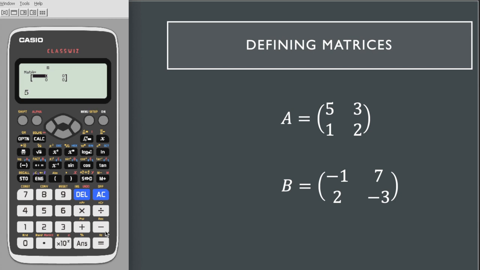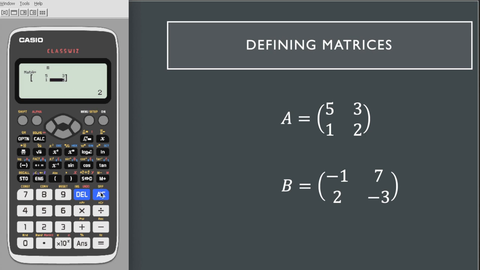So we click 5. Then you just press equals, and it will automatically move to the next cell. The next cell is in the top right hand corner where we've got the element 3. So we enter 3, select enter, and it automatically moves on to the next cell. Down here in the bottom left hand corner we've got a 1, so we select 1. And then the last element is 2 in this bottom right hand corner, so select 2 and press equals. Now we've got all of the elements in our matrix. We have fully defined matrix A.